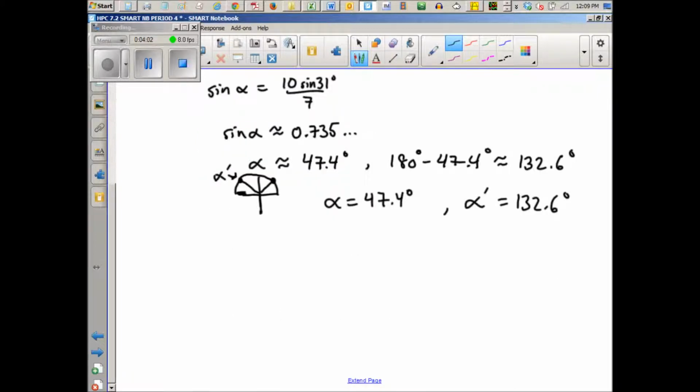Okay, let's pursue 47.4. And let's see where it leads us and what gamma it gives us and what C it gives us. And then we'll come back to this step and start over with alpha prime. Let's get a whole separate set of answers. Okay, so let's go this route. Let alpha equal 47.4. And your law of sines would look like this.